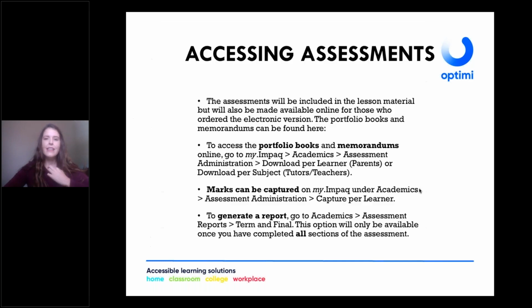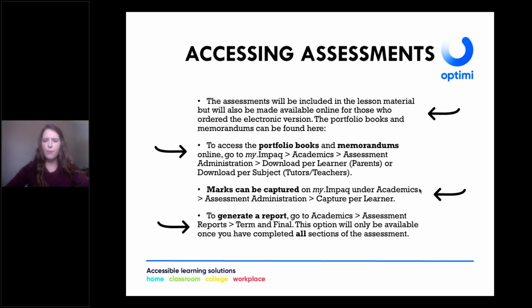Okay. Then accessing your assessments. The assessments will be included in the lesson material, but will also be available online for those who ordered the electronic version of the books. The portfolio and memorandums can be found here. To access the portfolio, books, and memorandums, go online to My Impact, Academics, Assessment Administration, Download per Learner, or Download per Subject. Then the marks can be captured on My Impact under Academics, Assessment Administration, and Capture per Learner.